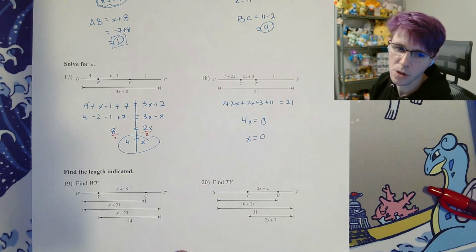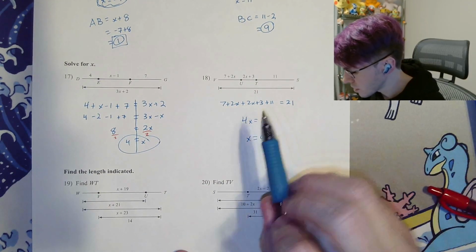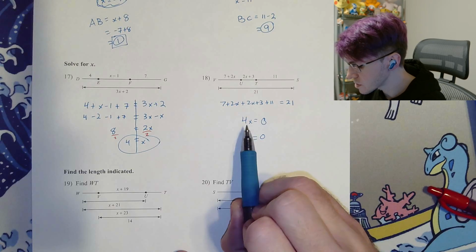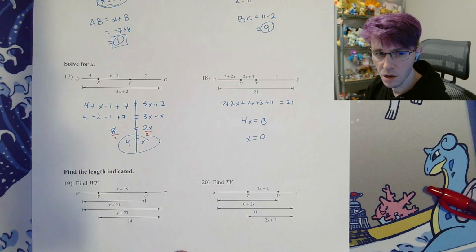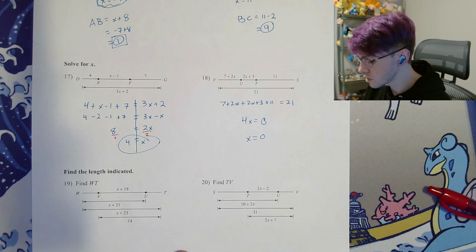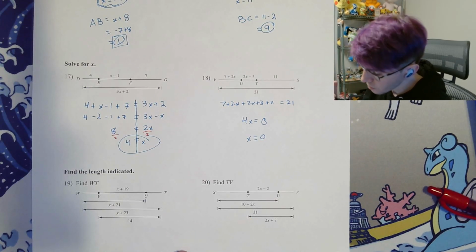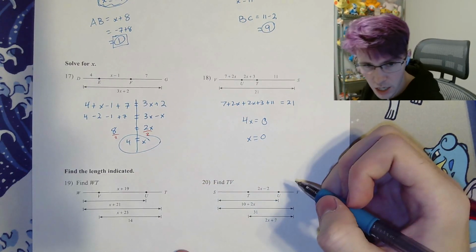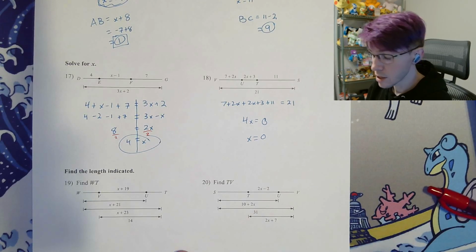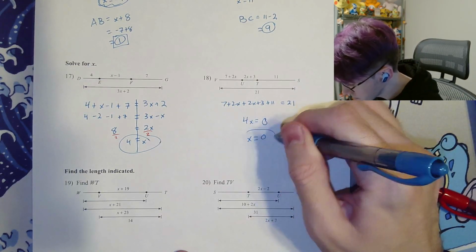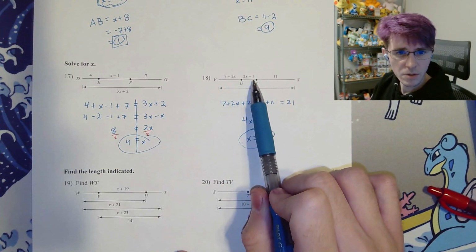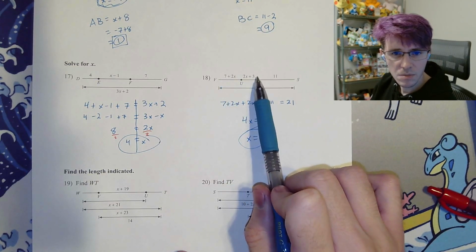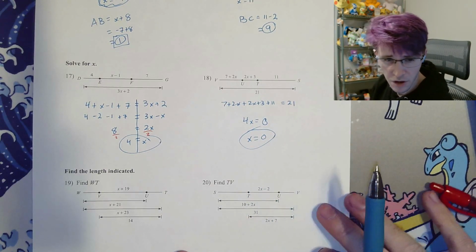There are 2 ways to think about this question. Number 1, you could realize that you're asking yourself 4 times what number is 0. The only thing to multiply to get to 0 is 0. So if I did 4 times 0, I'd get 0. Another way to think about it is I divided both sides by 4, and 0 divided by 4 is in fact 0. And I was just double checking to see if it worked. If I plugged in 0 here, this would just be a 7, and that would just be a 3. 7 plus 3 is 10, plus 11 is 21, so 0 actually is the correct answer. Kind of strange.